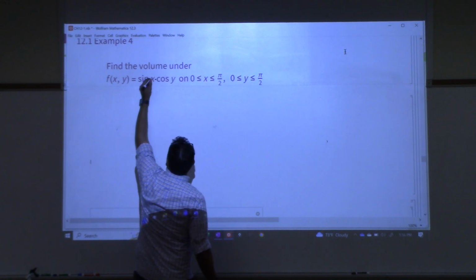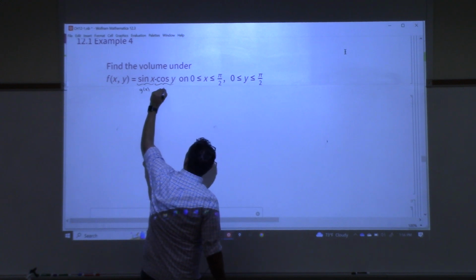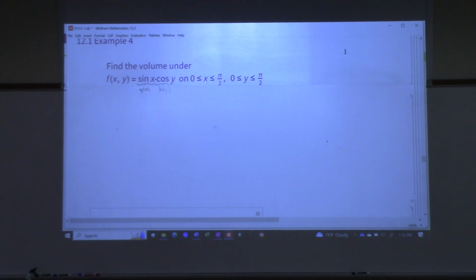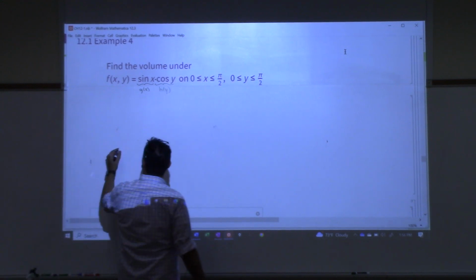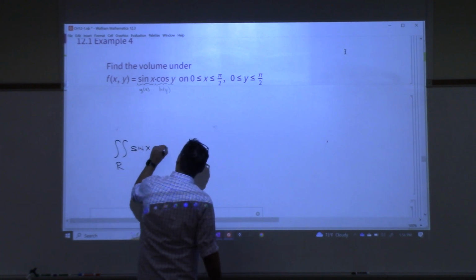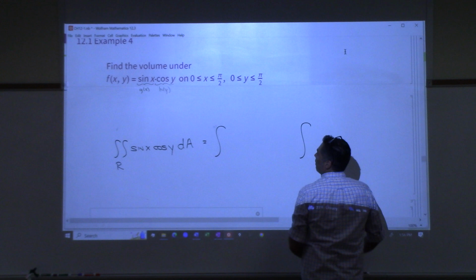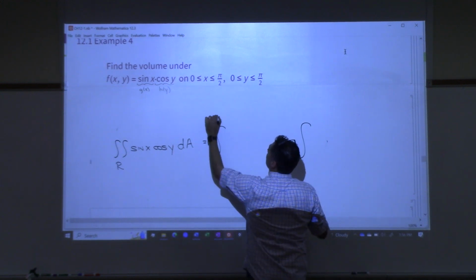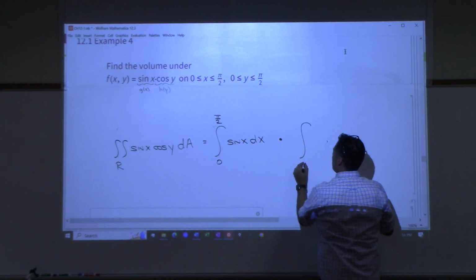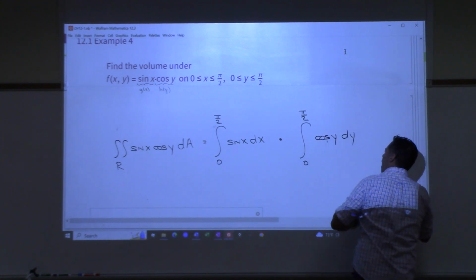Like separated, there's multiplication. This is some function of just x. This right here, h of y, is a function completely of y, right? And they're separated with multiplication. So this theorem applies. The theorem says that, okay, all we have to do for this double integral over R of sine x cosine y dA is to split it into two integrals. The first integral will be the one with x, so 0 to pi over 2 of sine x dx times the other one, which also goes from 0 to pi over 2, but this one is cosine y dy.